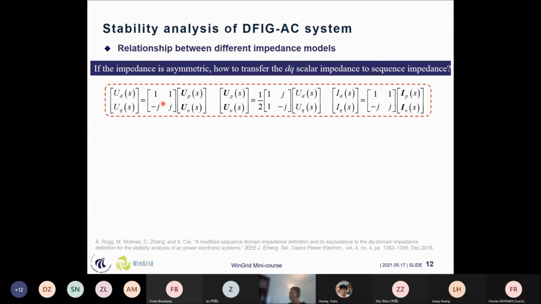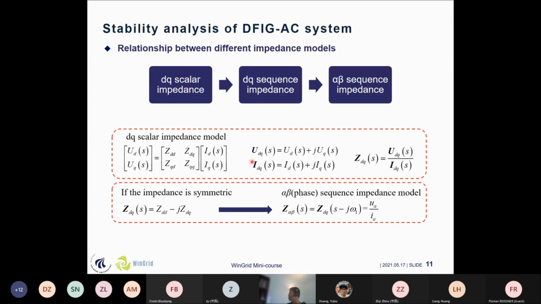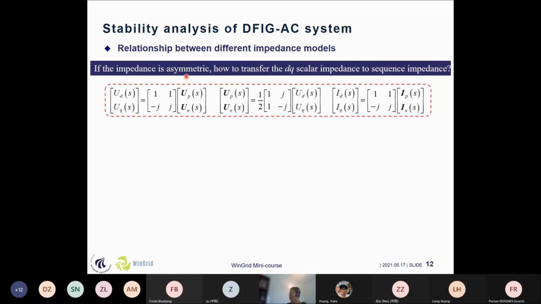We can have some transformations: if we need to transform the dq scalar impedance to the complex impedance, it means that we also need to use two complex variables to express the d-axis voltage and q-axis voltage if it's asymmetric. Okay, this is very important. You should keep it in mind. Since it's asymmetric, you can't just use one single complex vector to express it, like in the previous slides. In this form, you can't use one single complex vector. You need to use two complex variables.